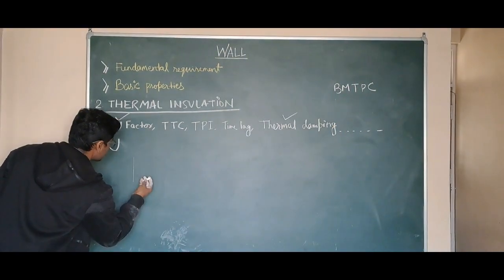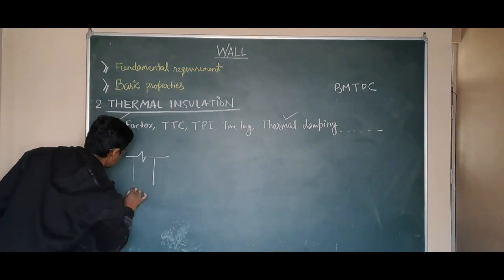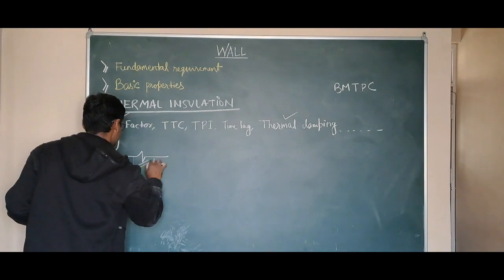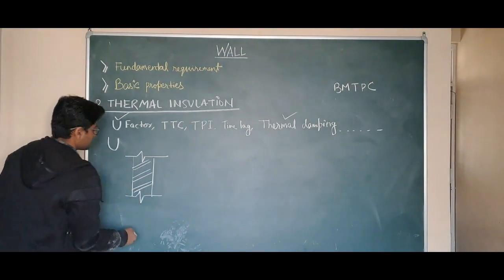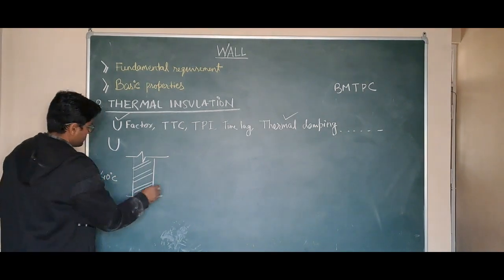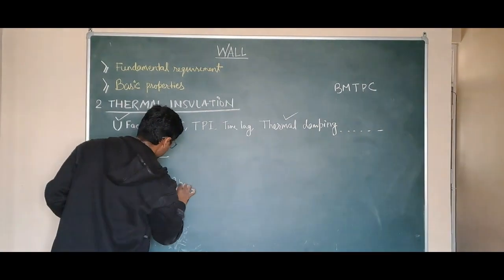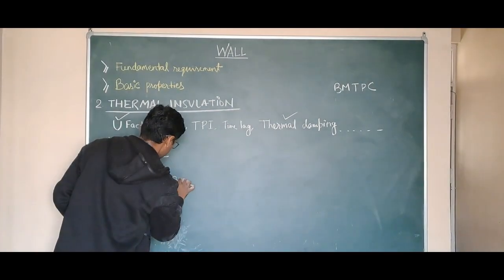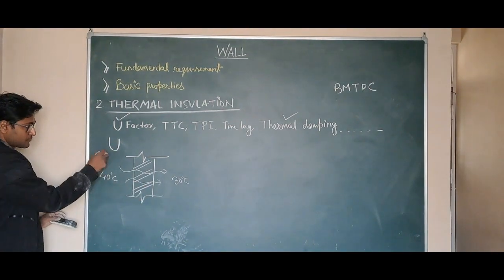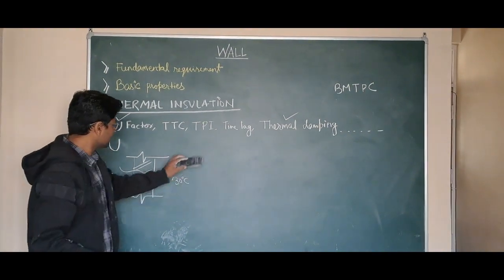How the heat is going to transfer through the wall. We draw the section. Suppose this is a brick wall, 230 mm thick brick wall. Outside temperature is 40 degrees Celsius. Obviously heat will transfer through the wall, and you want 25 degrees or maybe 30 degrees Celsius. So the more the thickness, the lesser the U value, the less heat is going to transfer, right? So that is U value.